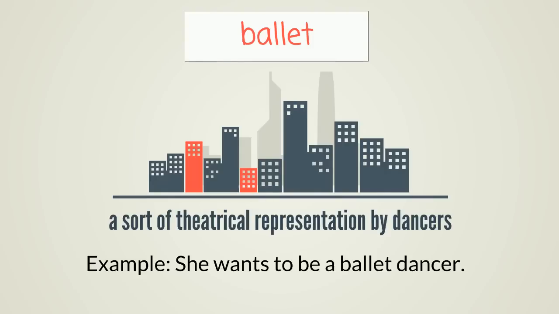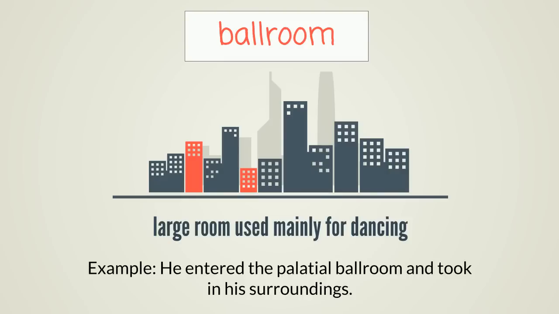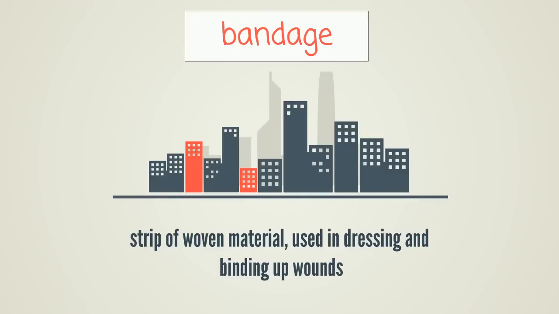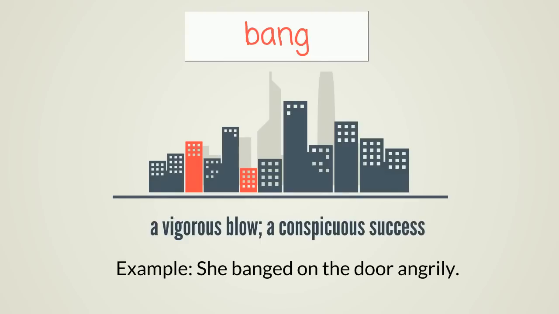Ballet. A sort of theatrical representation by dancers. Example, she wants to be a ballet dancer. Ballroom. Large room used mainly for dancing. Example, he entered the palatial ballroom and took in his surroundings. Bandage. Strip of woven material, used in dressing and binding up wounds. Bang. A vigorous blow, a conspicuous success. Example, she banged on the door angrily.